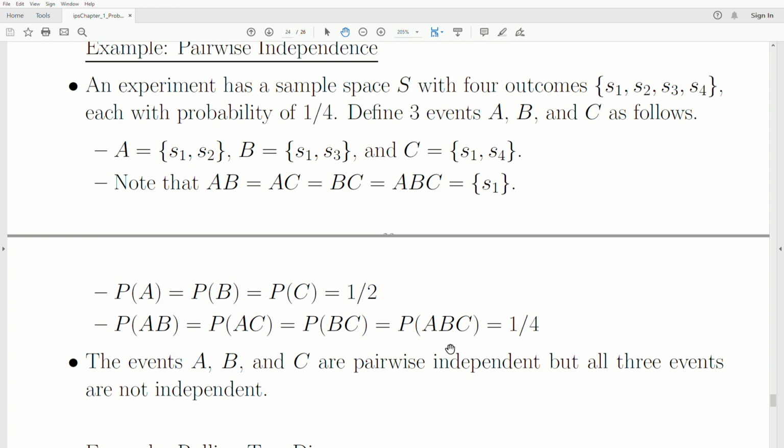But for the three-way, the product of P(A), P(B), P(C) is 1/8. That does not equal the probability of the three-way intersection. So these events are not independent, but they are pairwise independent. And there are actually a lot of theorems that reduce this restriction of independence to just pairwise independence.